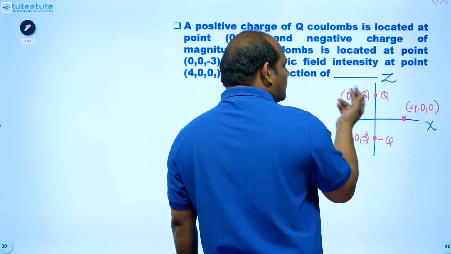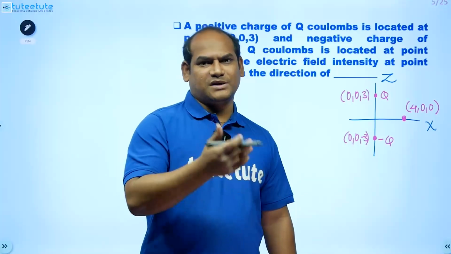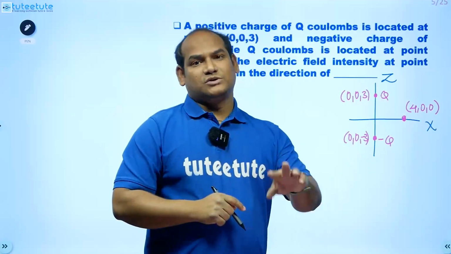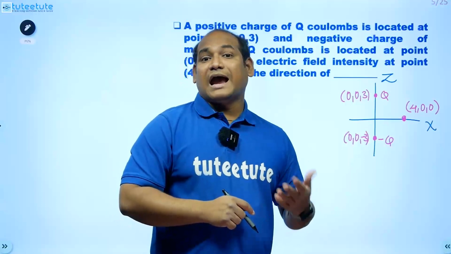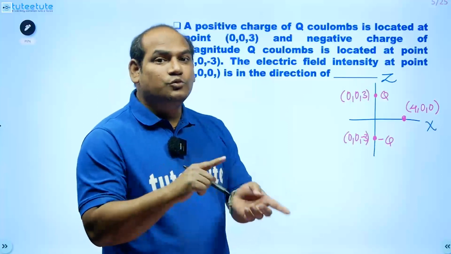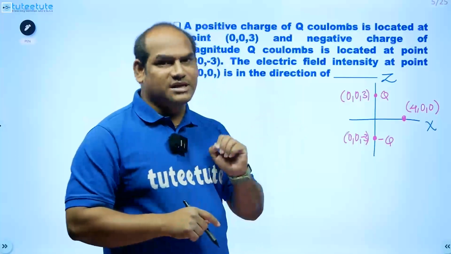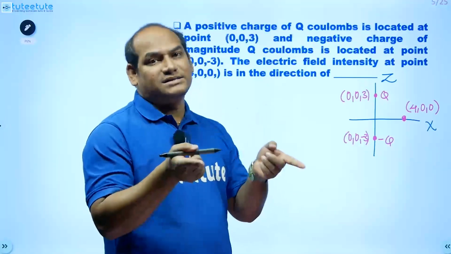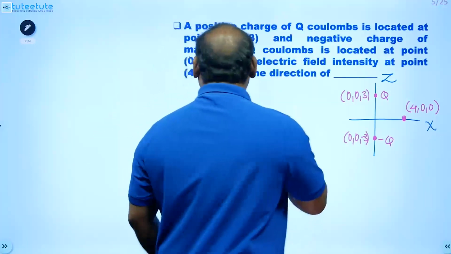If you observe the definition of Coulomb's law, the force between the two charges is directly proportional to the product of the two charges, and inversely proportional to the square of the distance. One more point is there: the force is along the line joining the two points or two charges. Here also we have to take the same thing for the electric field. So the electric field is along the line which is joining the two points. One point is the observation point, the second point is the source point. That is the key point here.